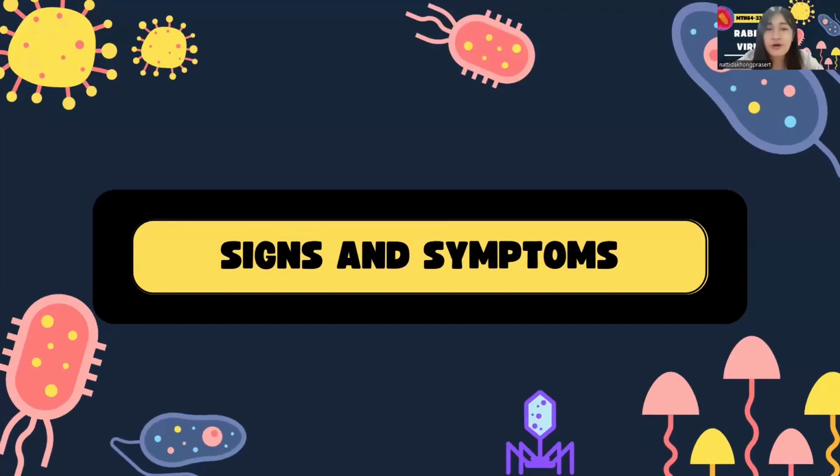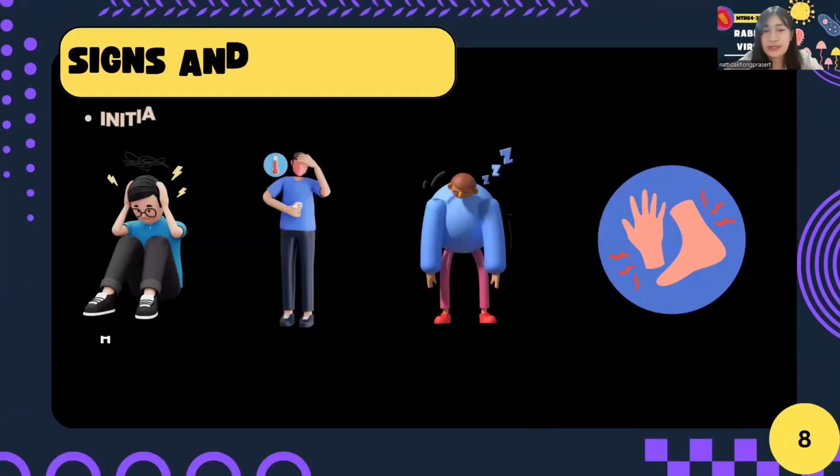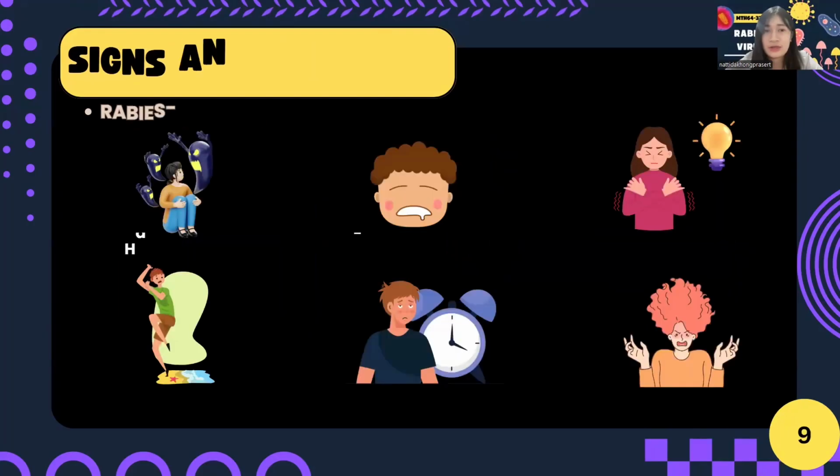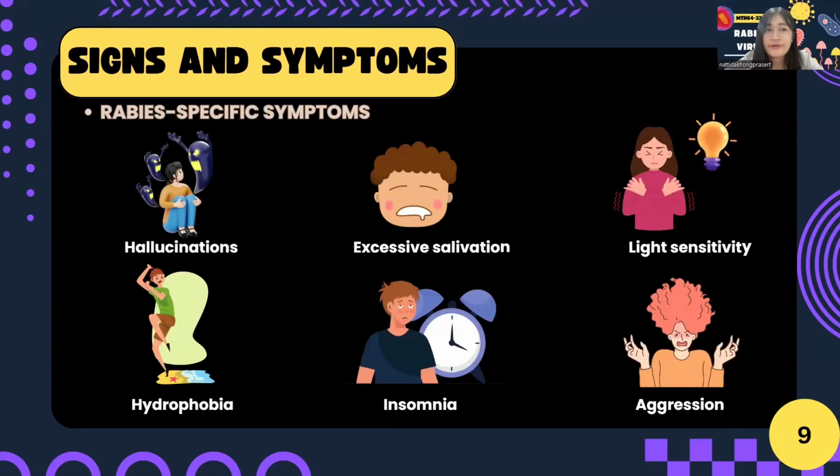In this part, I talk about the signs and symptoms. This slide is for the initial symptoms: headache, fever, fatigue, and chills. And the next, the rabies-specific symptoms: hallucination, excessive salivation, light sensitivity, hydrophobia, insomnia, and aggression.